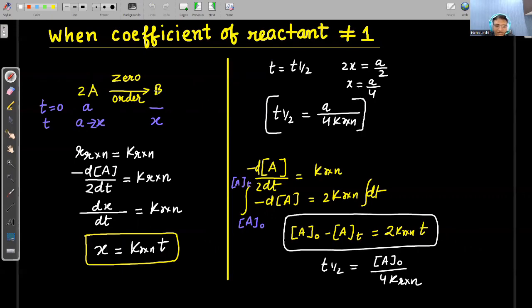So I have taken here the coefficient is equal to 2. So if I simplify this, at time t is equal to 0, concentration is A. At any time t, we can write A minus 2 times of x is equal to x. Rate of reaction is equal to rate constant of reaction times concentration of A to the power 0. Zero order reaction के लिए हम डिस्कस कर रहे हैं.